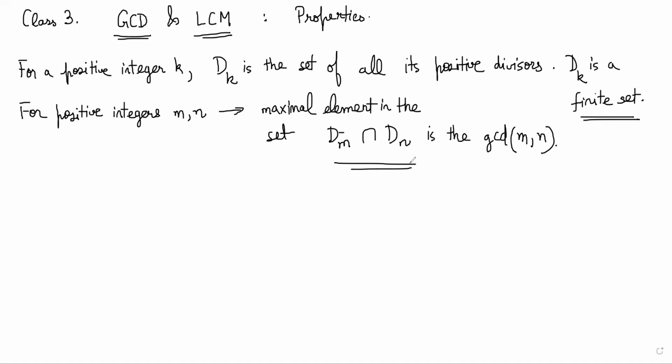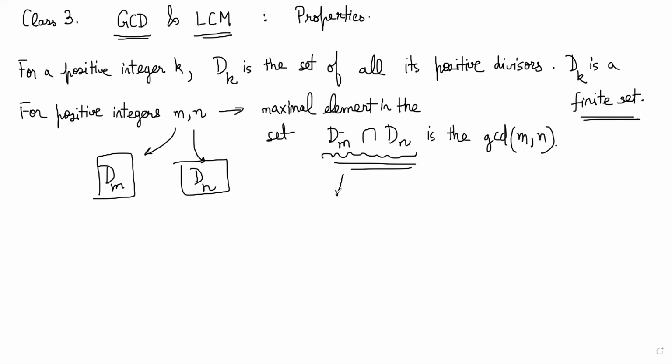So let's try to understand what this means. If you have two positive integers m and n, you can construct their own divisor sets. D_m is the set of all divisors of m, and D_n is the set of all divisors of n. Now, if we construct this set D_m intersection D_n, we are basically taking the divisors which are present in both sets. So these are common divisors or common factors. And once we have this set of common divisors, we are just selecting the highest common factor or greatest common divisor.